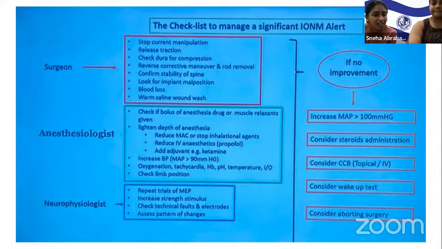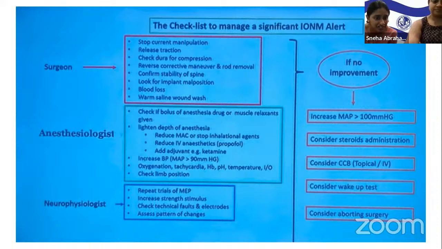We need to target a higher mean arterial pressure of more than 90 millimeters of mercury. We need to maintain adequate oxygenation, avoid tachycardia, and make sure we are supplementing the blood loss with adequate volume. We maintain a normal pH and temperature and monitor adequate urine output. We also need to check if the limb is positioned properly. The neurophysiologist is asked to repeat the trials of evoked potential or to increase the stimulus strength.